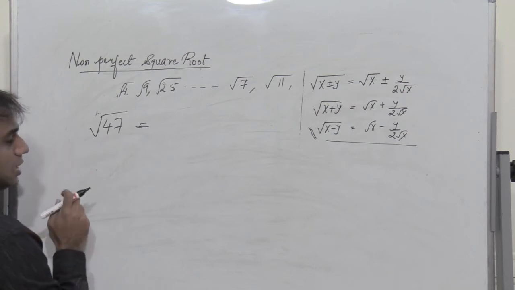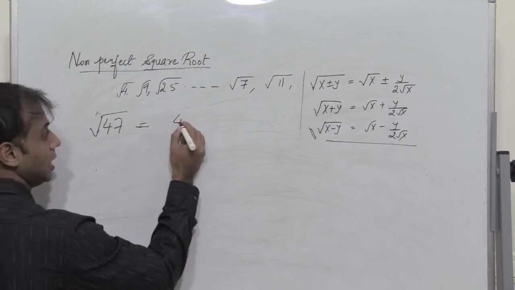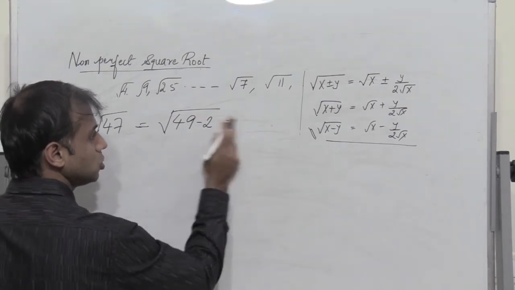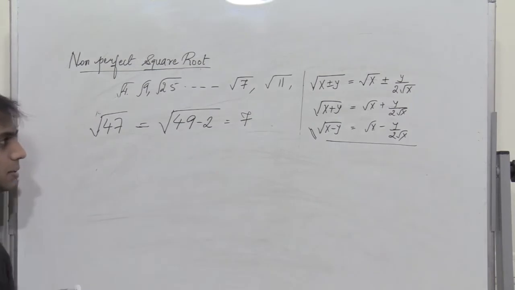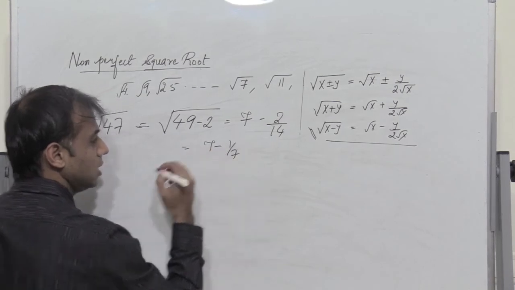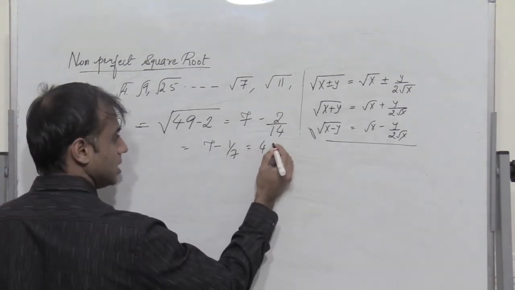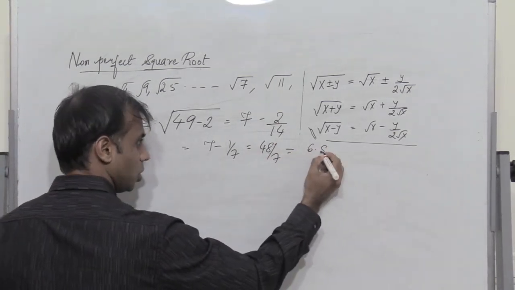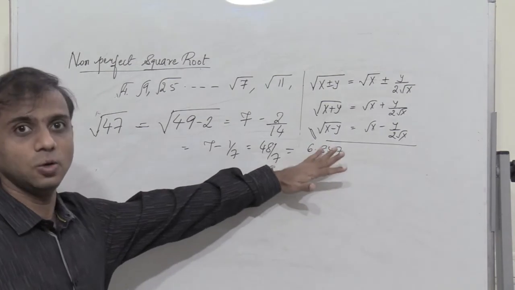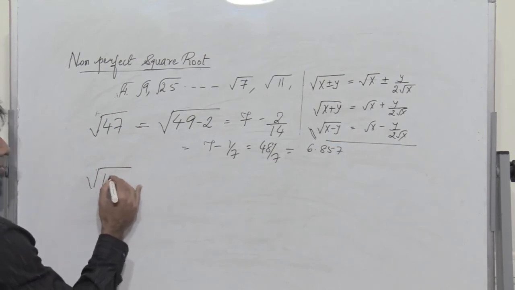So let's take a bigger number. So how do I find root 47? So now I choose a perfect square which is closest to 47, which is 49. So 49 minus 2. So x is 49, y is 2. So now I use this expression, root x is, of course, 7 minus 2 into twice this, 14. So I get 7 minus 1 by 7. So this is 48 by 7. So I get the value as 6.857. Right? So make sure that you check using your calculator. You will get a value which is very close to this. So you get 6.85.